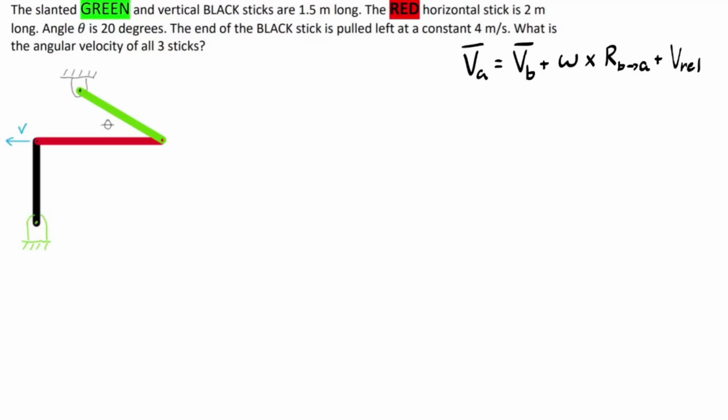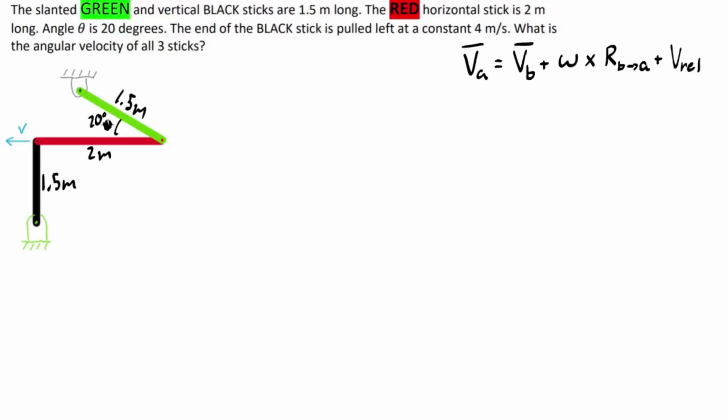All right, so I think it's easier to explain this equation in a problem, so let's go ahead and get started. The slanted green and vertical black sticks are 1.5 meters long. The red horizontal stick is 2 meters long, so let's label that. So these are each 1.5 meters, this one 1.5, and this is 2 meters. Okay. The angle is 20 degrees. This is in vector loops. We don't need to use these angles, so we can just get rid of that, because we're talking about this point in time.